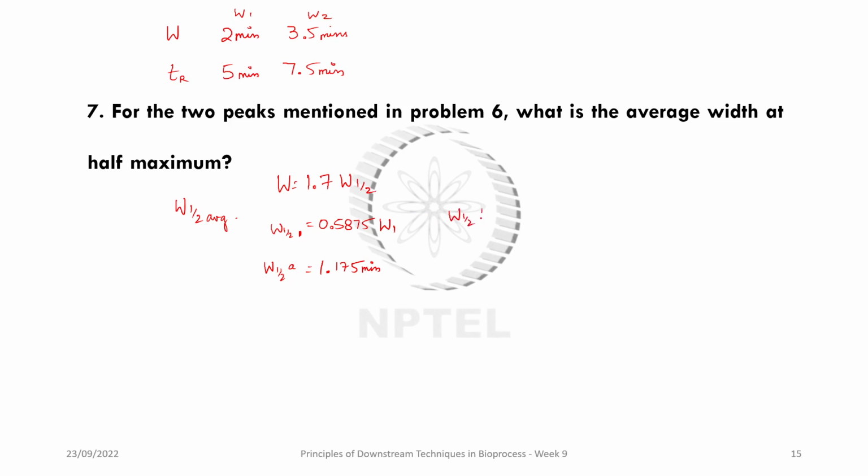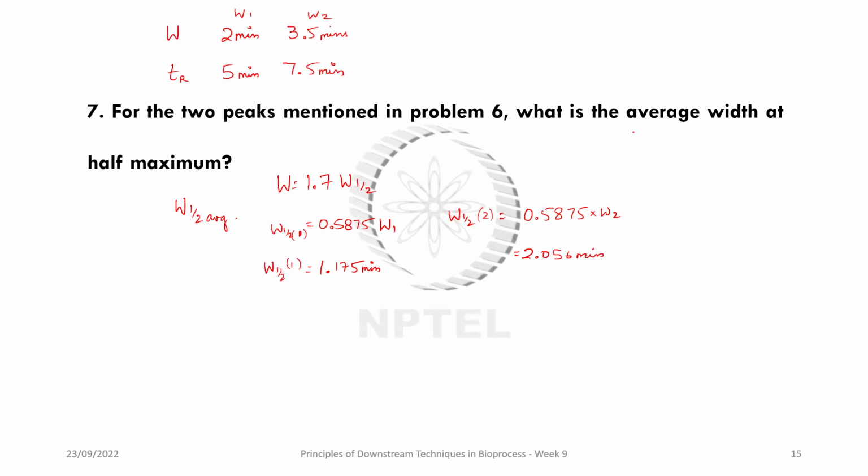Similarly, half of B is equal to B or 2. Maybe I'll just stick with 1 and 2 because I've written it there. 0.5875 into W2, which is 0.5875 into 3.5, is 2.056. I'm going to stop with 2.06.